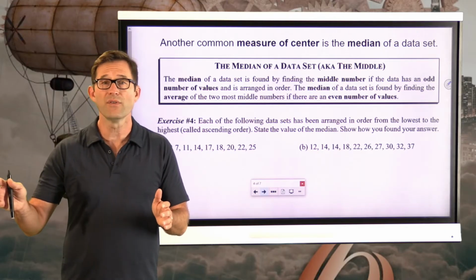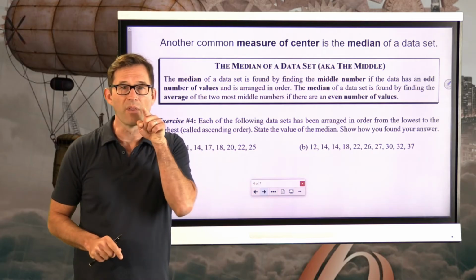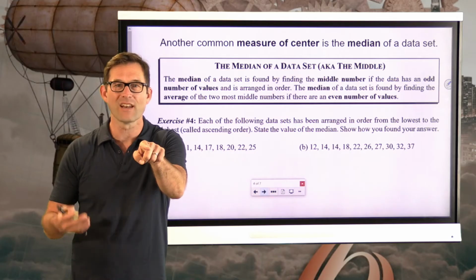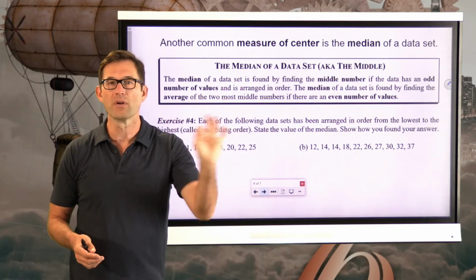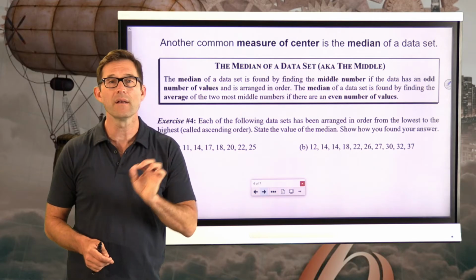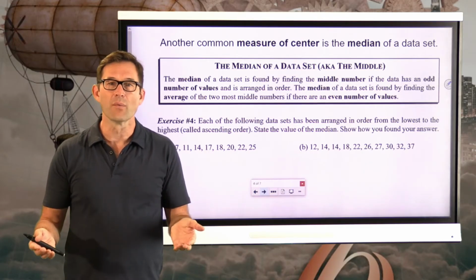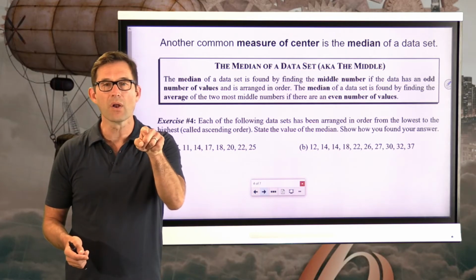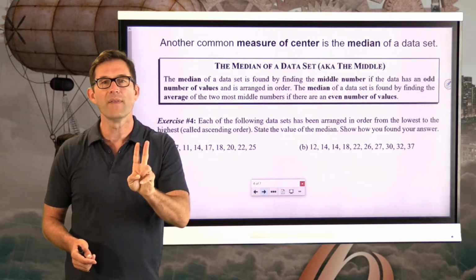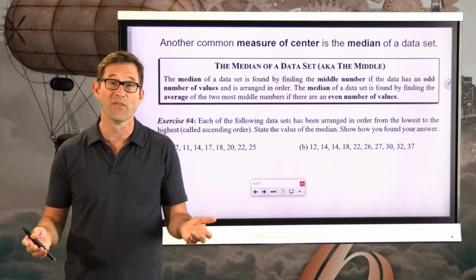In other words, if you take all of your data, arrange it in numerical order, and grab the number that's right in the middle, that's a good way to think about the center of the data set. Then that number is known as the median. There will always be a middle number if there's an odd number of data points. On the other hand, if there's an even number of data points, there isn't a number right in the middle, but there are two numbers that are in the middle, and you find the median by finding the average, or the mean, of those two numbers.